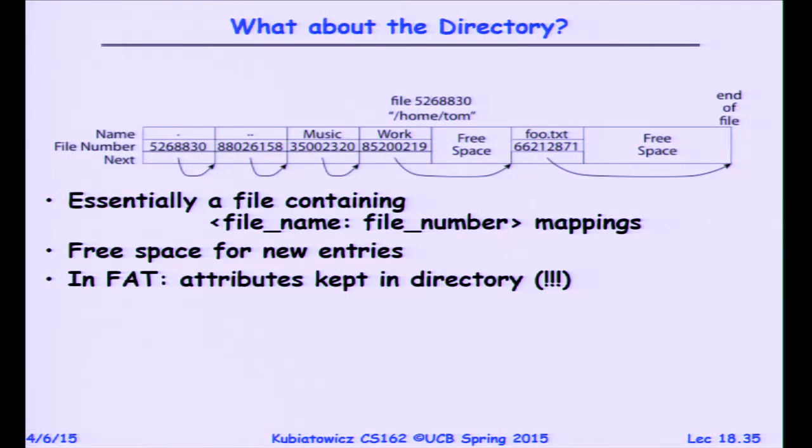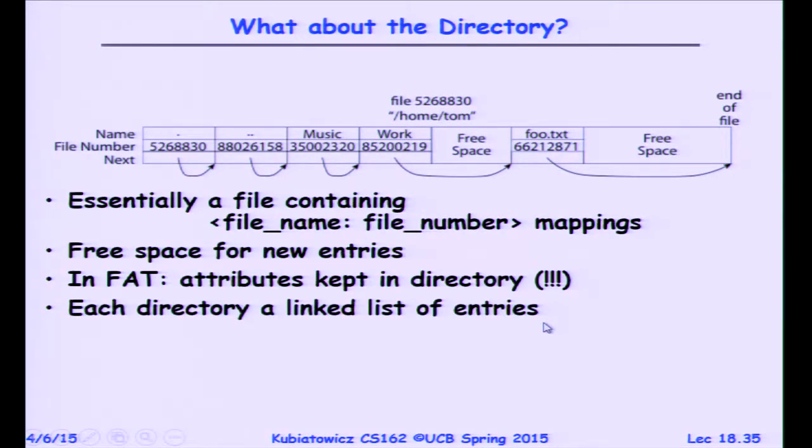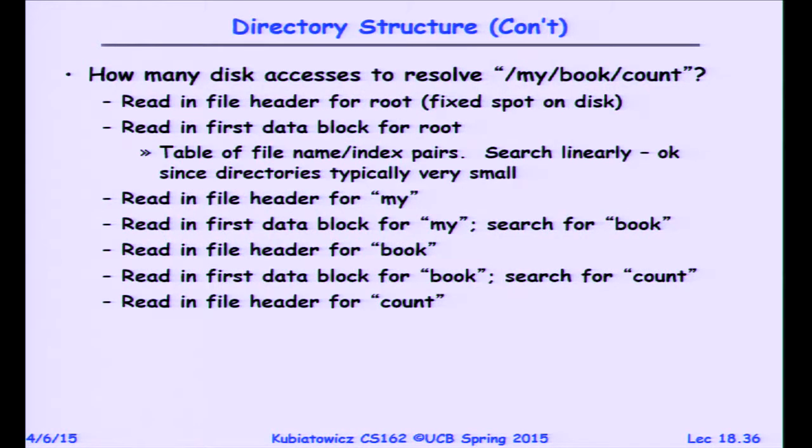So if there are any properties of the file that you care about, how long it is and so on, you actually go to the directory. And so if something happened to your directory, but you still had access to the file, you've just lost all your attributes. So this is kind of an interesting problem. Every directory is a linked set of entries. So where's the root directory? Pretty much anywhere convention allows you to have it, but in FAT it's basically the first file in the system.